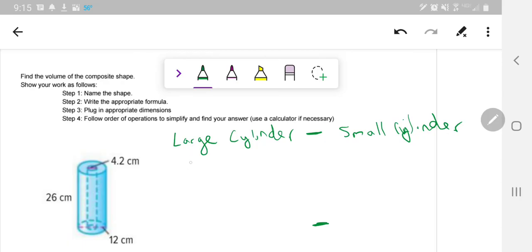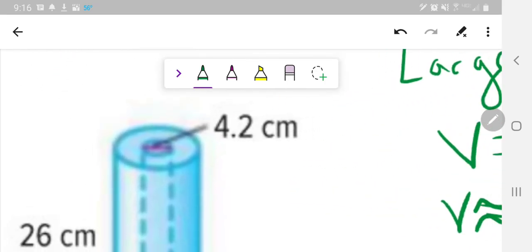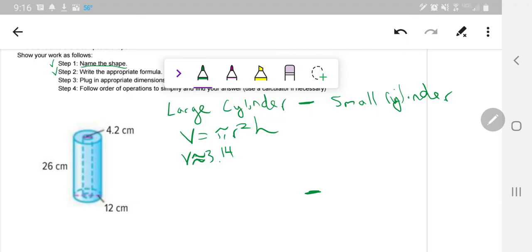So let's talk about the volume formula. So we did step one, we named the shapes. Check. Now we're going to put our formulas down. We know that the volume of the cylinder is going to be pi r squared h. And so we're going to use 3.14. I keep forgetting to do the approximately symbol. It looks like it has a diameter of 4.2. So we're going to plug in a radius of half of that and square it. And then our height is going to be the same height for this big cylinder as the same height for the hole. So that's going to be 26.